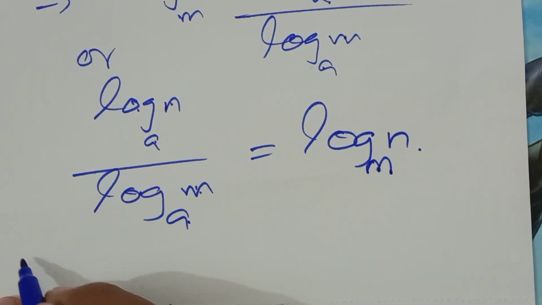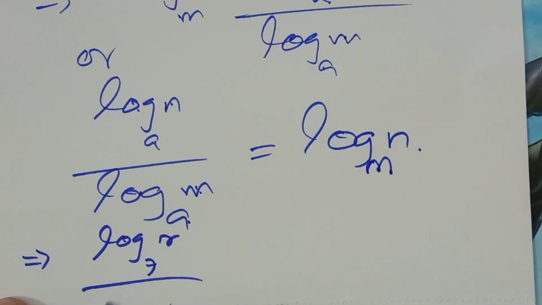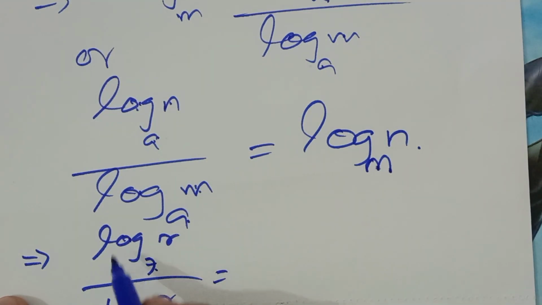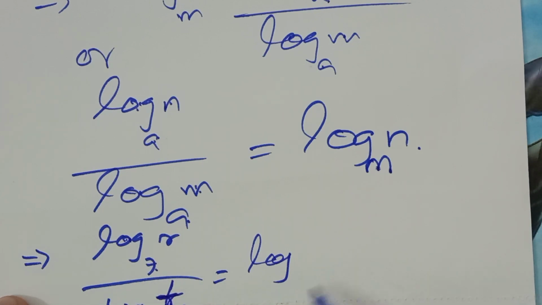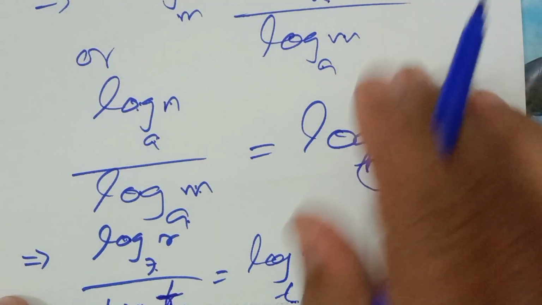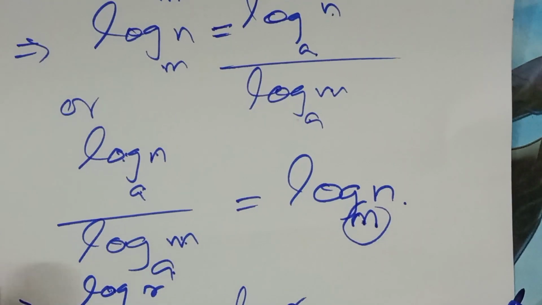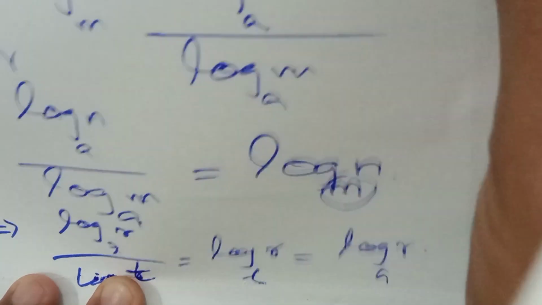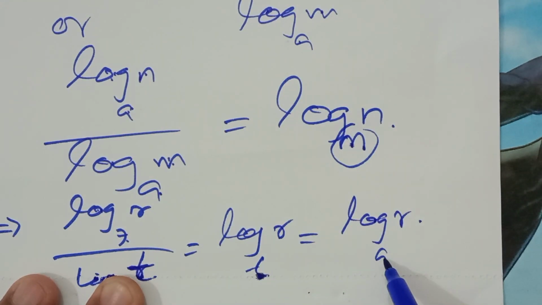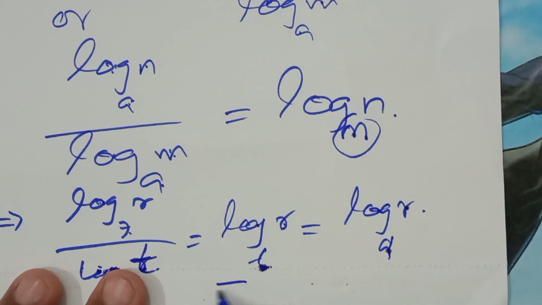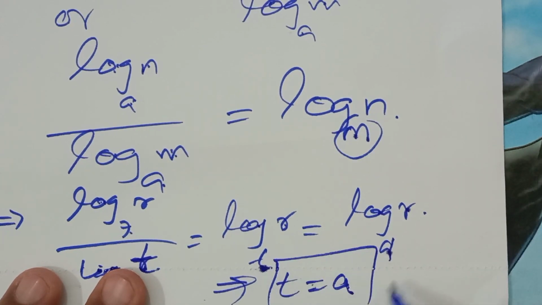So here in our question, log base 7 of r over log base 7 of t. I'm comparing with log base a, so a means 7, these are 7. So we can make these single, that is t. Here this is t, so we can make it log with base t as a base and r as an amount, and compare with the given value, which is log base a of r. I'm comparing log base t and log base a, these are different, but here log of r and log of r, whose amounts are equal, so we can compare these bases. So here t is equal to a, which is our required answer.